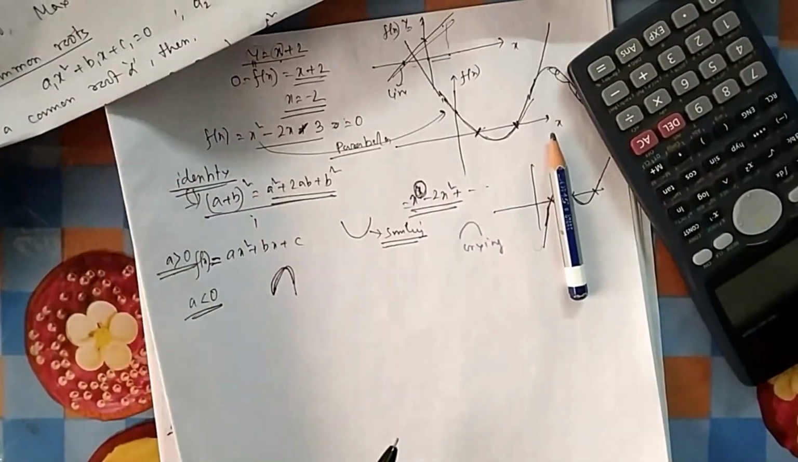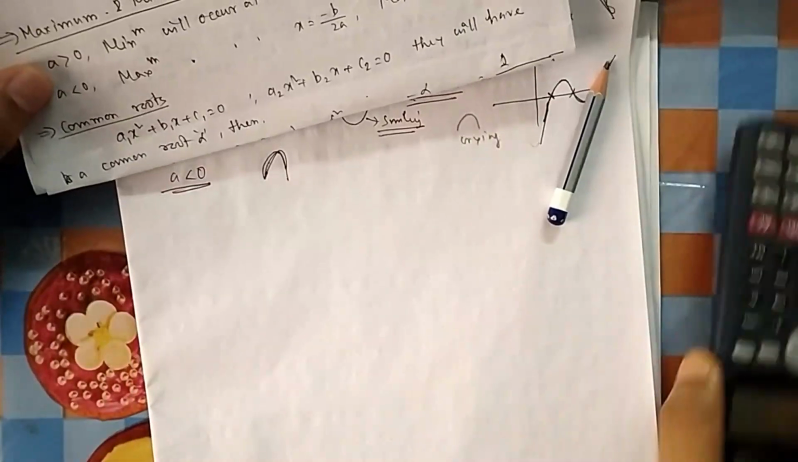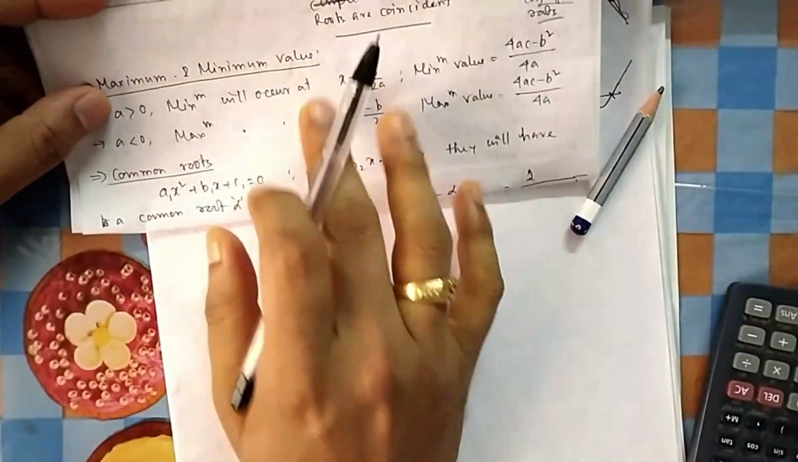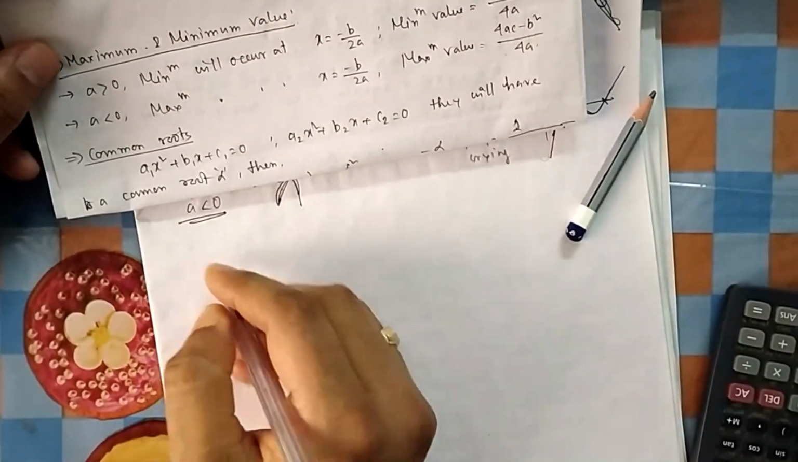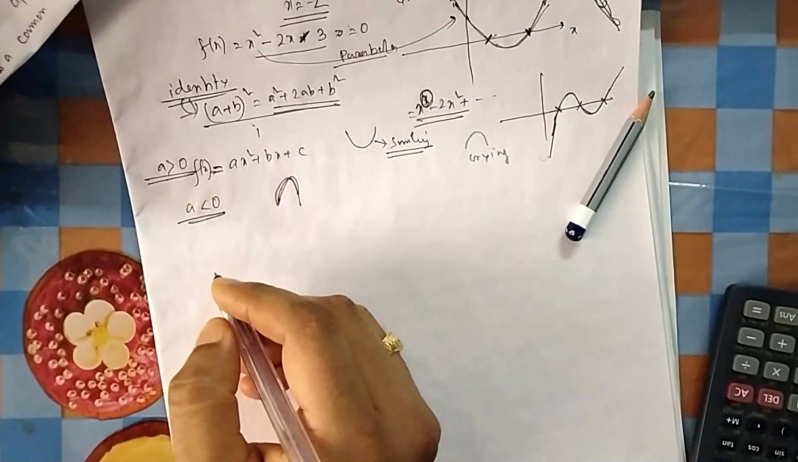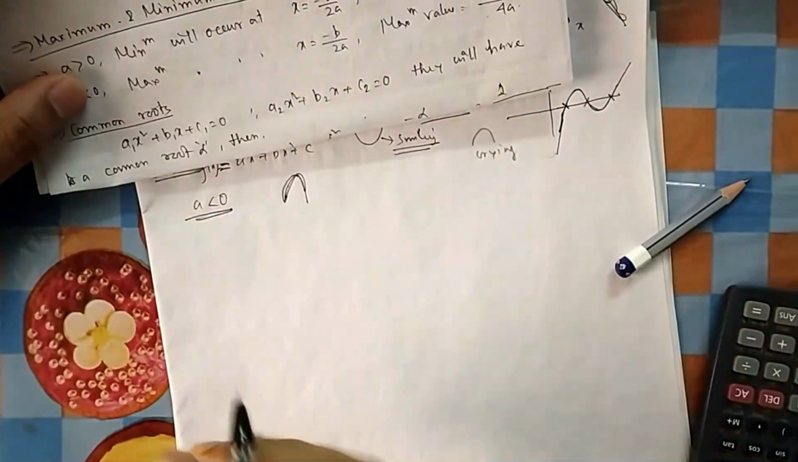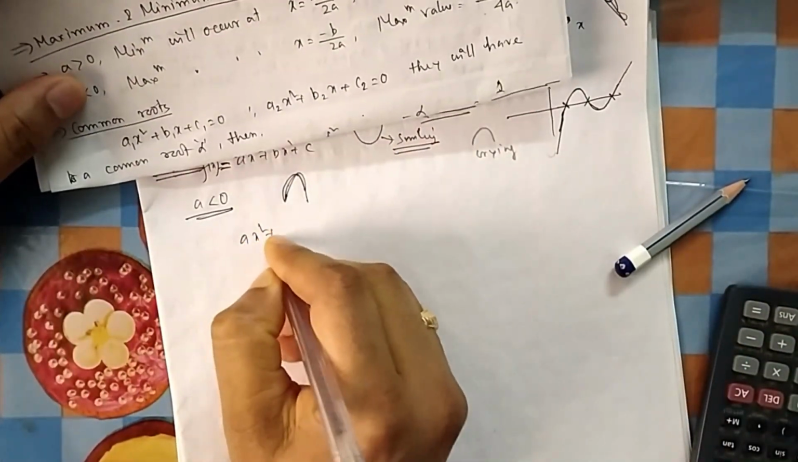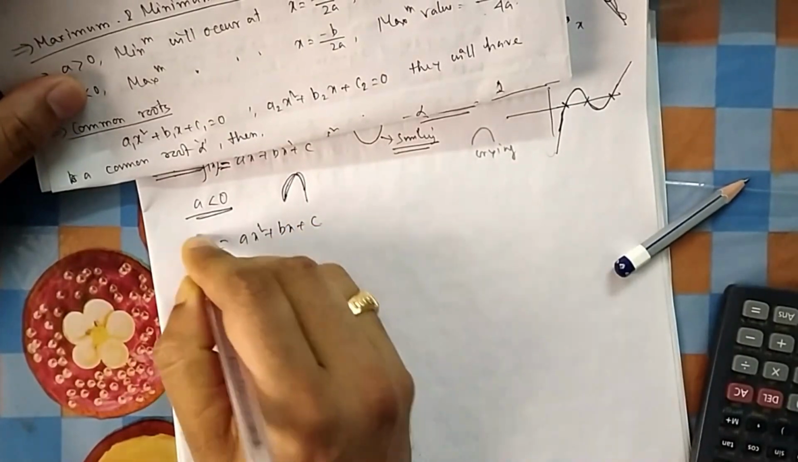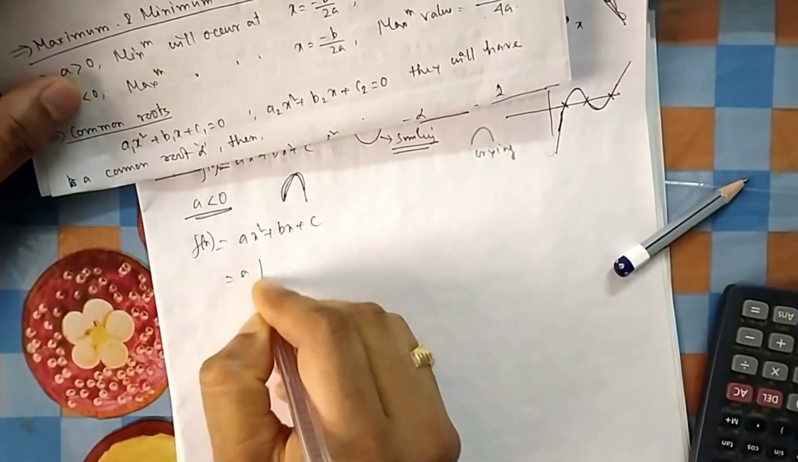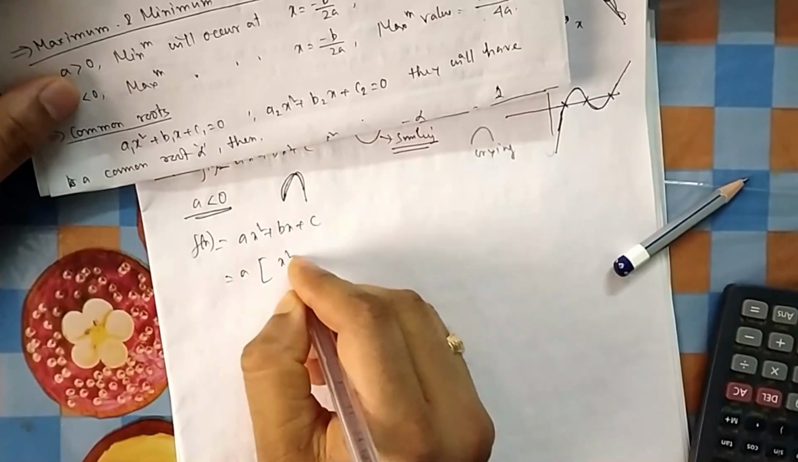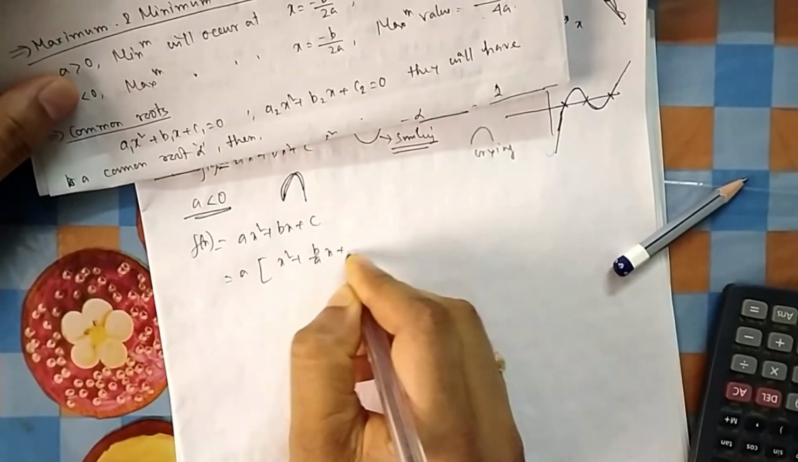Now next, what is there? What they are mentioning here is the maximum and minimum value. What is the maximum and minimum value? As you recall in our last class, when we were discussing the theory, we factorized and made it a perfect square. This was f(x). So if you take a common, should I do it one more time? I think you can do it now.